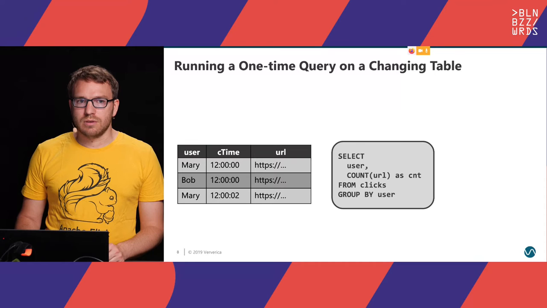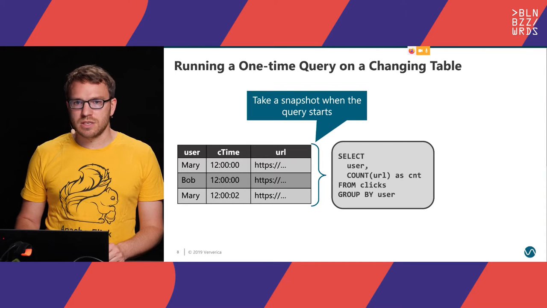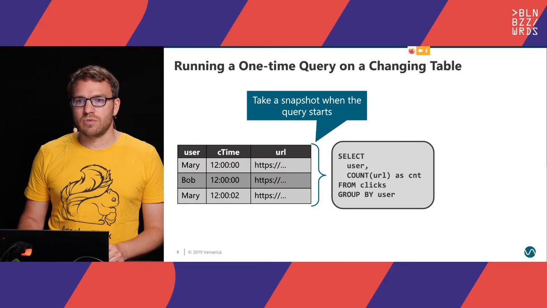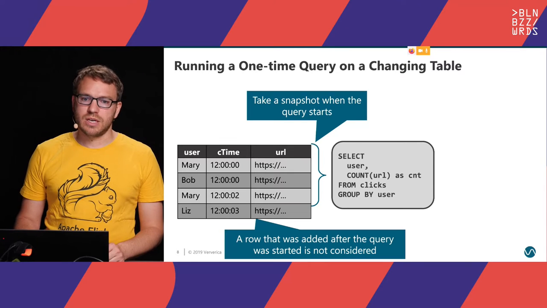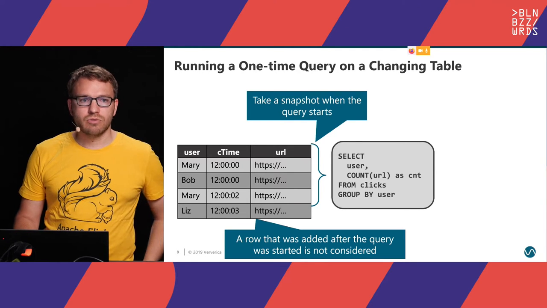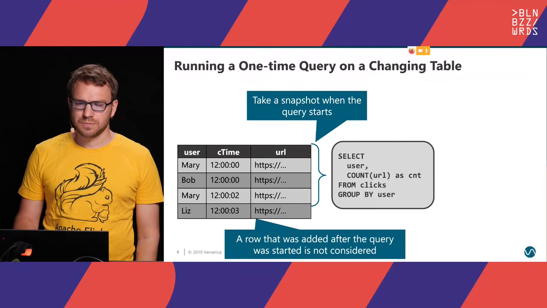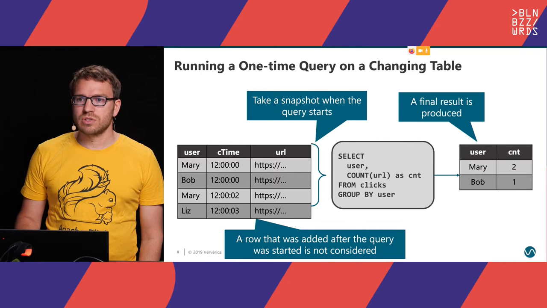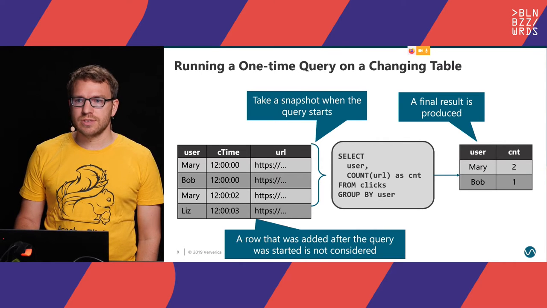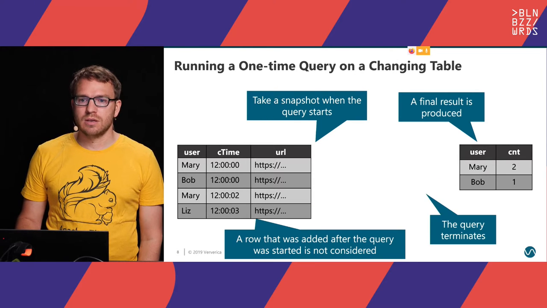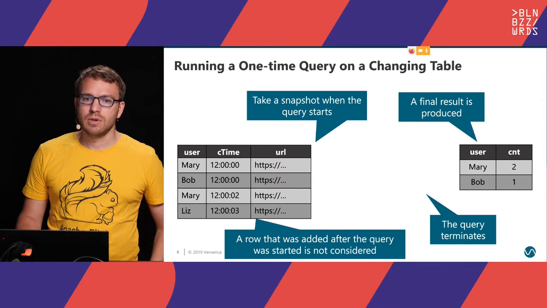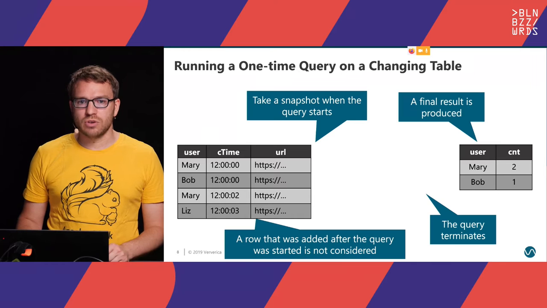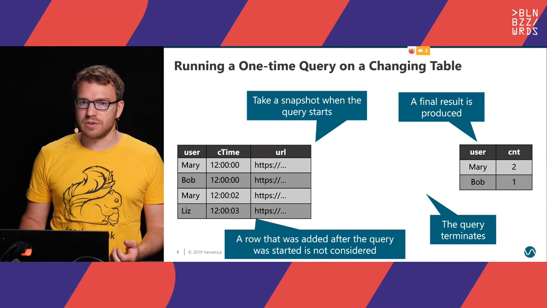What a traditional database system would do is basically take a snapshot of this query's input and run the query on it. If while the query is running or after the query is running, a new row would be added, this row would not be considered. So the query would only run over the first three rows, and when the query finishes, a result is produced, and that's it. The query terminates at some point. The result is final, and the input continued to change. However, the query was only run on a snapshot of it.